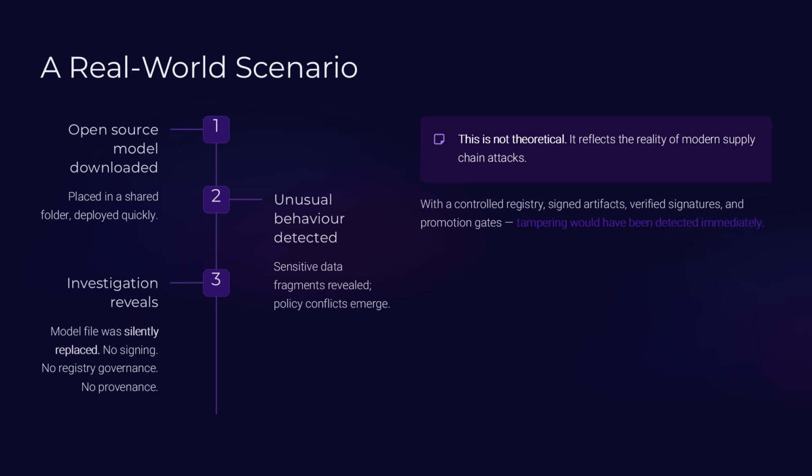You investigate and discover that the model file was replaced in the shared distribution location. No one noticed because there was no signing, no registry governance, and no provenance verification. This scenario is not a theoretical fear. It reflects the reality of modern supply chain attacks. If you had implemented a controlled artifact registry, signed model artifacts, verified signatures at deployment time, secure pipeline promotion gates, you would have detected tampering immediately. Supply chain security is not about slowing adoption. It is about preventing silent compromise.